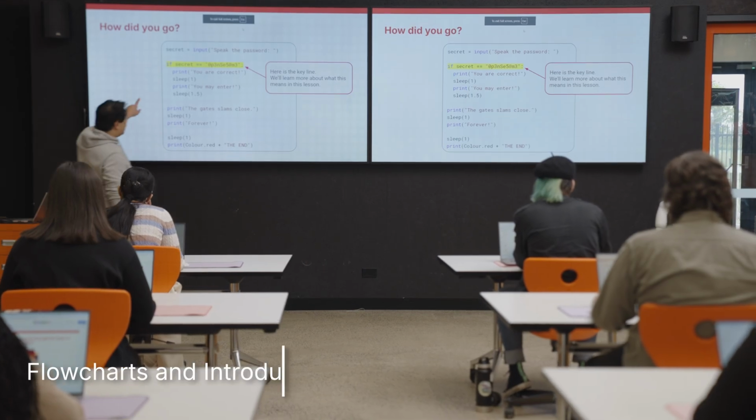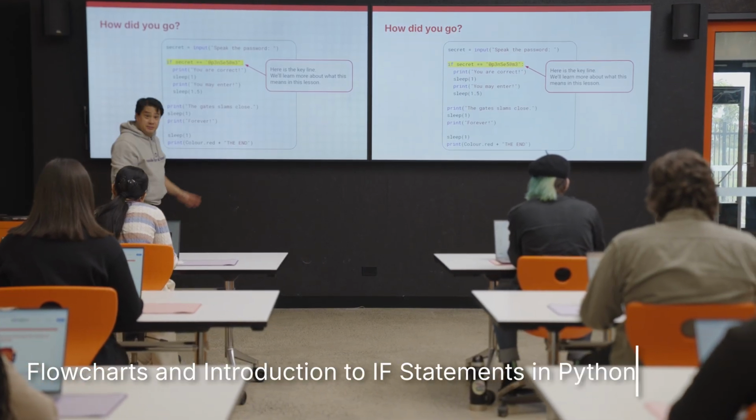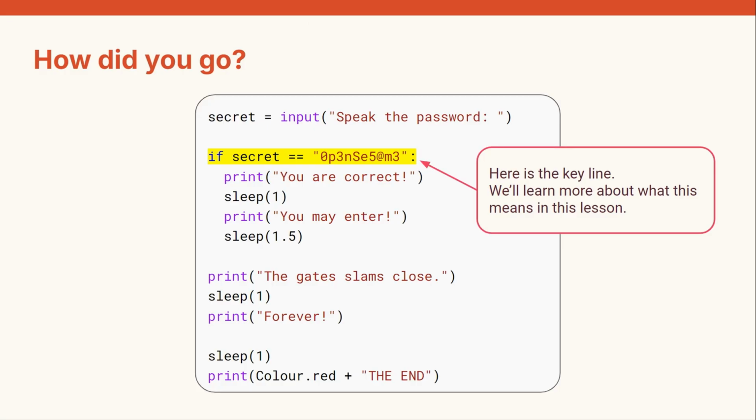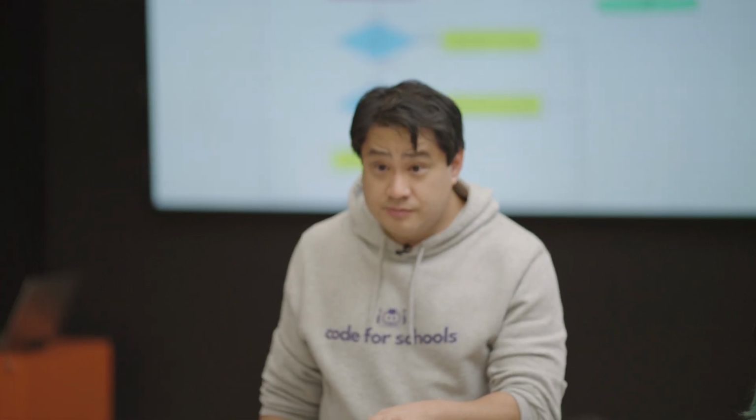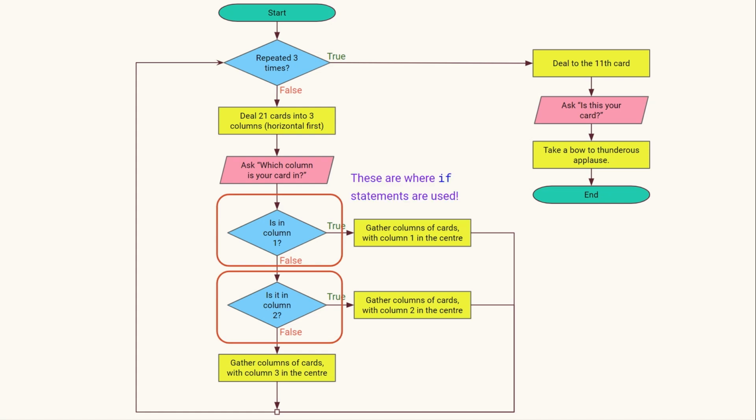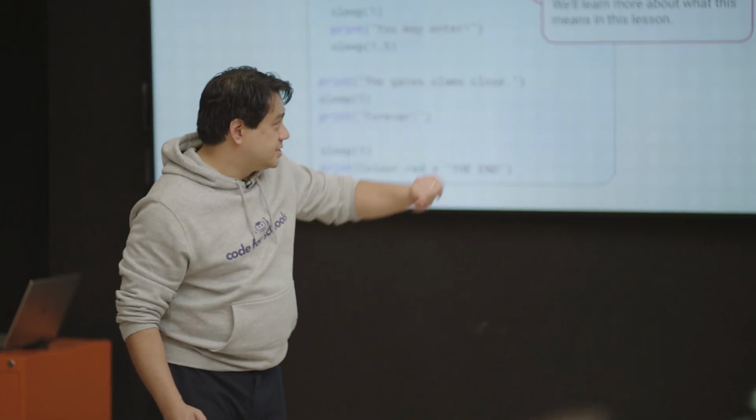Right? So this is the key line. We'll learn more about this, what it means in this lesson, this if word, okay? And remember, going back to our magic trick, those diamonds that we said were making different choices that led down to different outcomes, okay? Those things there, that's where the if statements are being used. And so that's why you have if secret is there, all right?